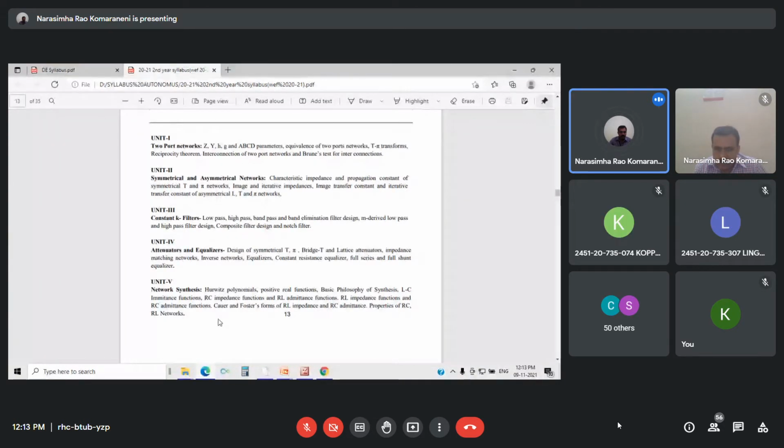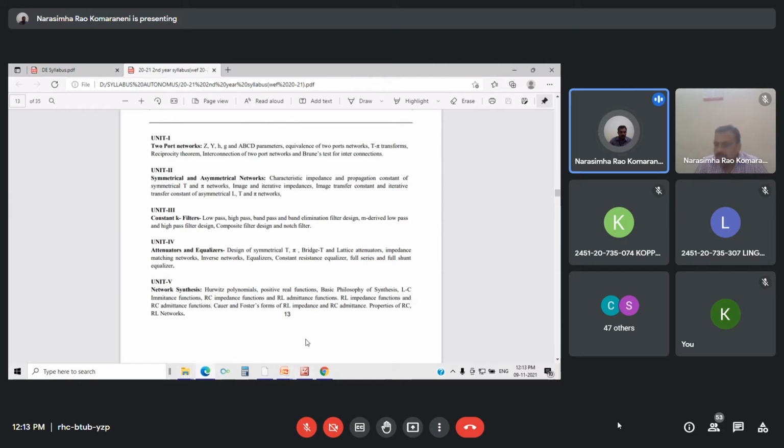And in the fifth unit, in these attenuators and filters, you study how to design the T-type symmetrical attenuator, T-type equalizer, and bridge T attenuator, etc. Right? In the fifth unit, you study the network synthesis. Okay, in this, positive real functions and RC impedance functions, RC and RL admittance functions, etc. Right? So today we'll see this two-port network.